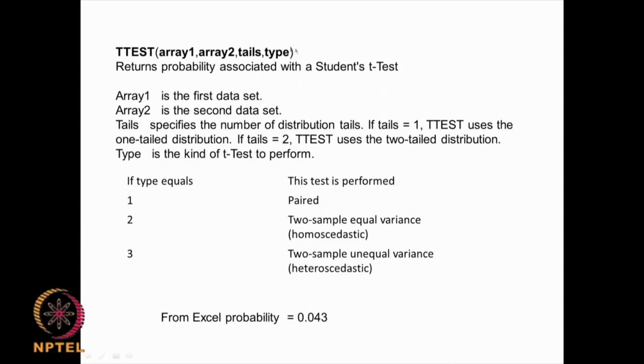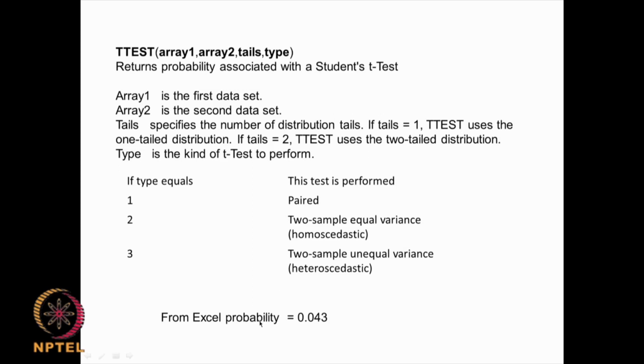So the Excel also can do this, and I showed you last time just a few minutes back. Excel cannot do a one sample t test, but it can do a 2 sample t test, it can do a paired 2 sample t test, it can do a 2 sample t test with equal variance, and a 2 sample t test with unequal variance. So the commands are array 1, array 2, tails and type. Array 1 is the first data set, array 2 is the second data set, tails 1 means 1 tail, 2 means 2 tail.